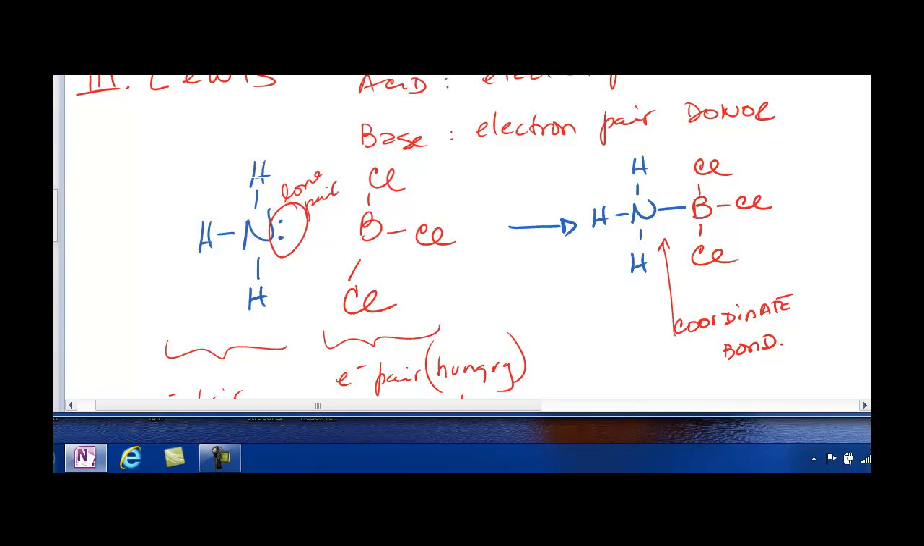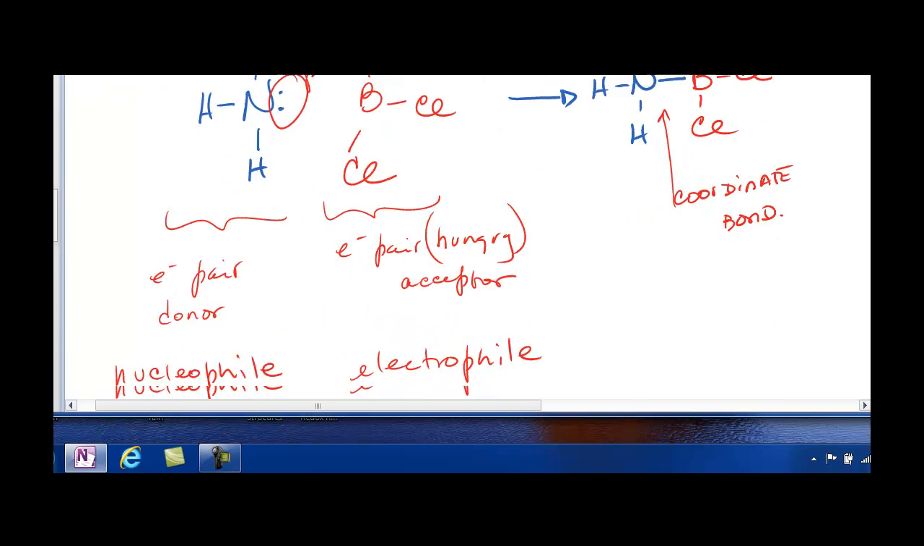So is this an acid-base reaction according to Arrhenius? I don't think so. Is this an acid-base reaction according to Brønsted-Lowry? Nope. I don't have a proton moving from anywhere. Nobody's donating a proton. Nobody's accepting a proton. So Brønsted-Lowry doesn't consider this an acid-base reaction. So this is the most comprehensive definition for acid-base. This is an acid-base reaction, according to Lewis. Because the substance is donating an electron pair, and that's your base. And a substance is accepting it, and that's an acid. The electrophile is your acid, and your acid accepts the electron pair, and it forms a coordinate bond.